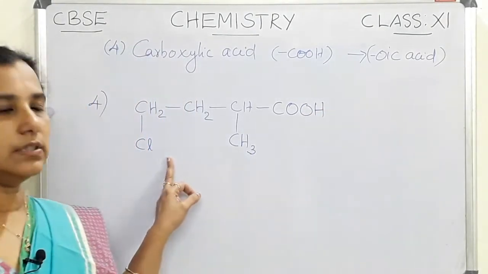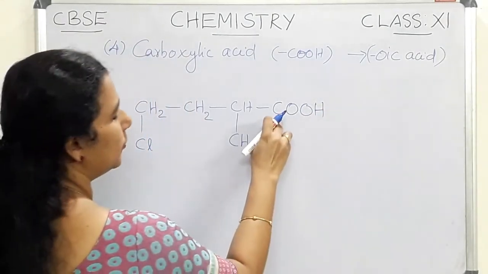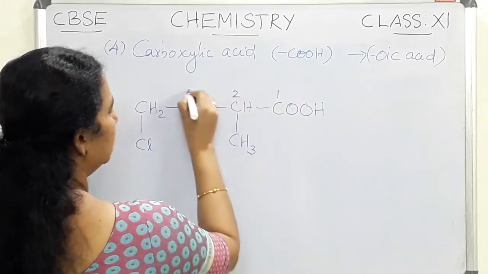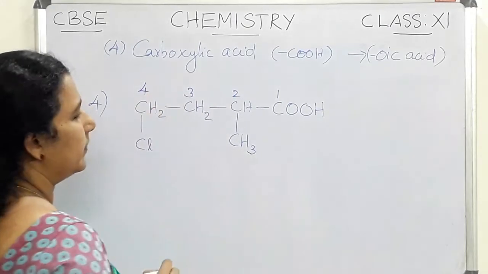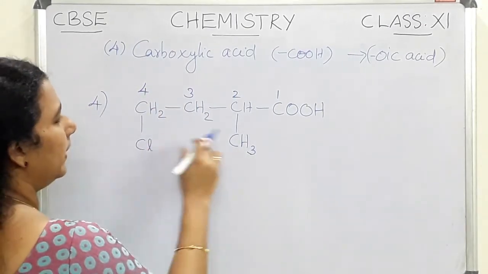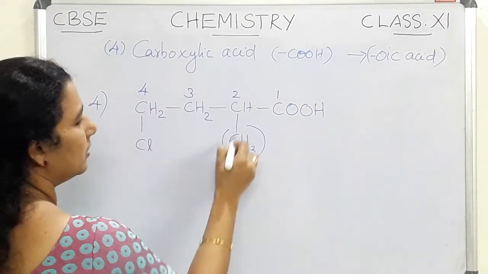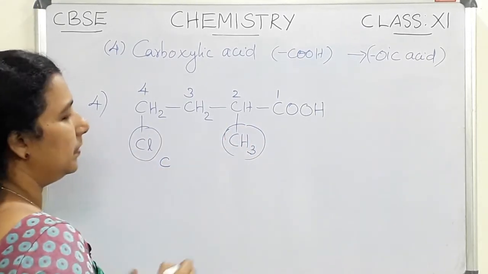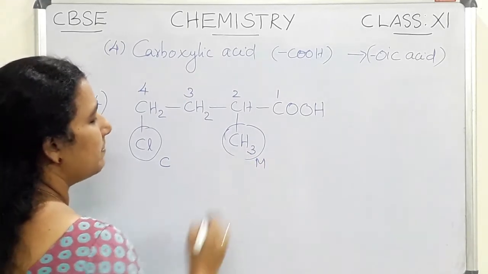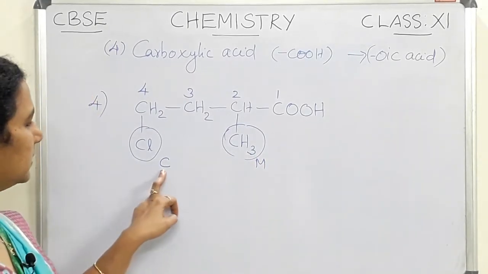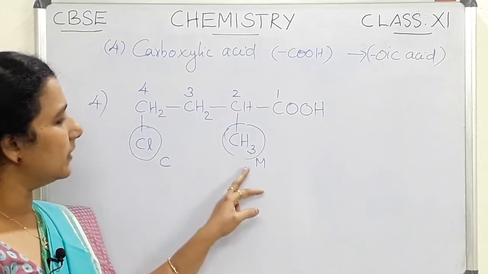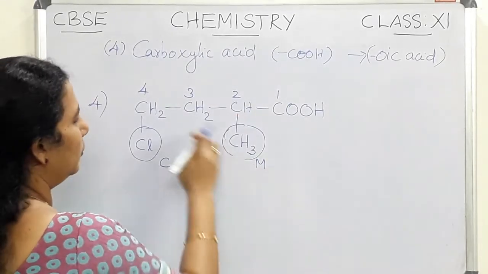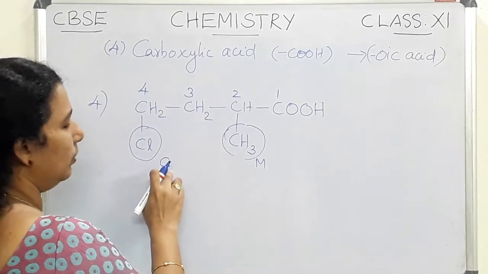So this is another compound. Here the functional group is on the right side. So we can start from here: 1, 2, 3 and 4. So the longest chain contains 4 carbon atoms and there are 2 substituents. One is a chloro group and the other one is a methyl group. So this is a chloro group and this is a methyl group. So second position methyl group, fourth position chloro group.